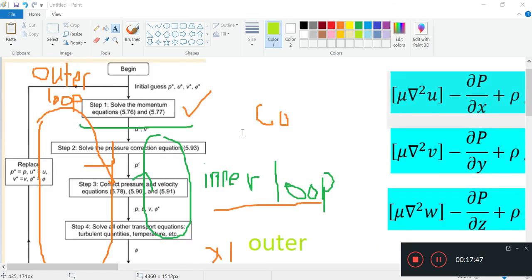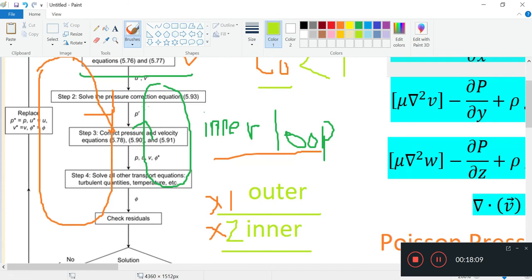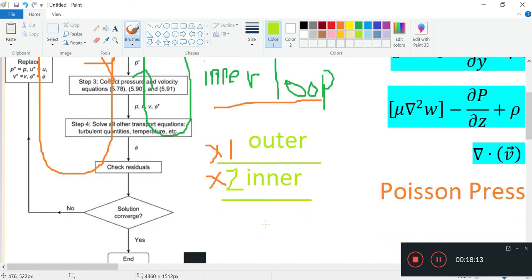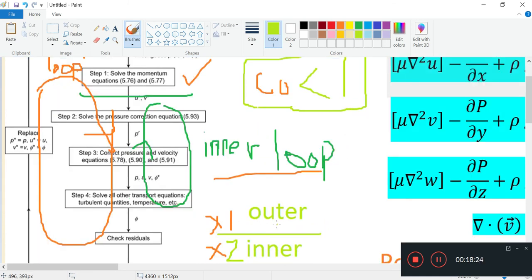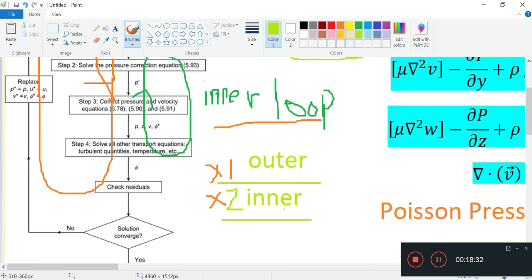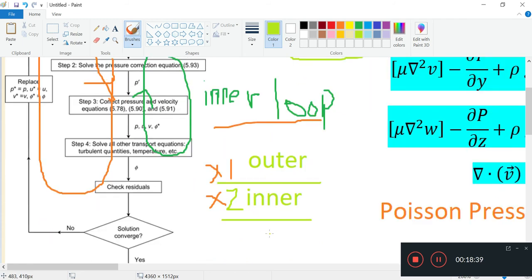Now, if the Courant number is small enough, less than 1, you probably only need 1 outer loop and maybe 2, 3, 4 inner loops. So 1 outer loop per time step, followed by 2 or 3 inner loops per time step for it to converge properly. That's when the Courant number is smaller than 1. You can skip the outer loop per iteration. If it gets larger than 1, then you probably need to calculate the outer loop a little more per time step. But this is the PISO algorithm.